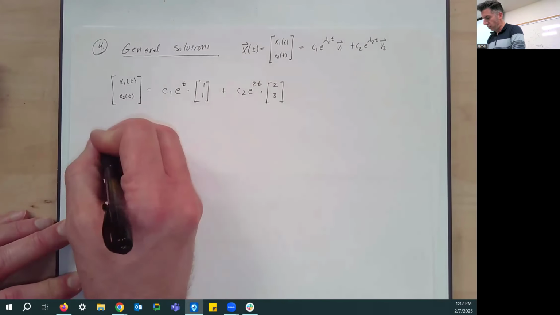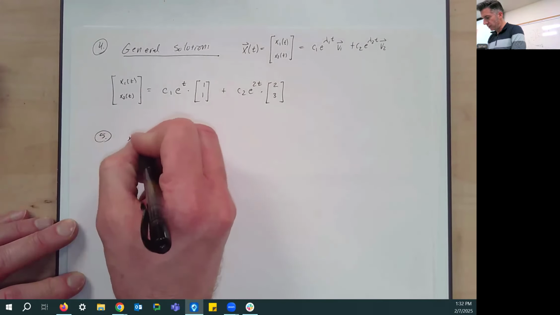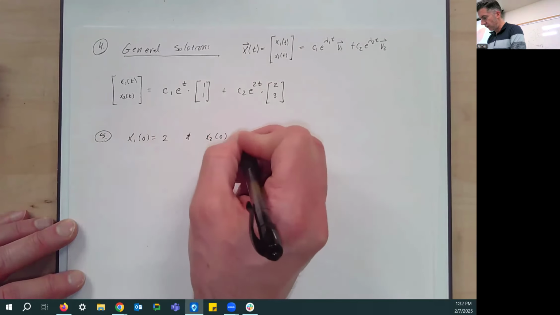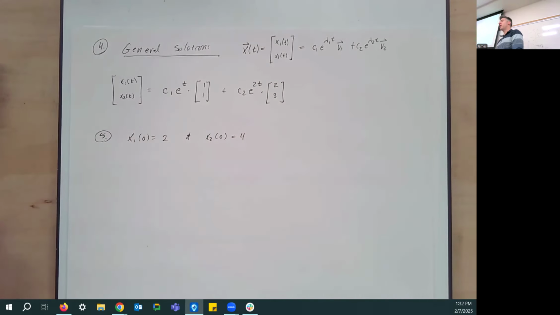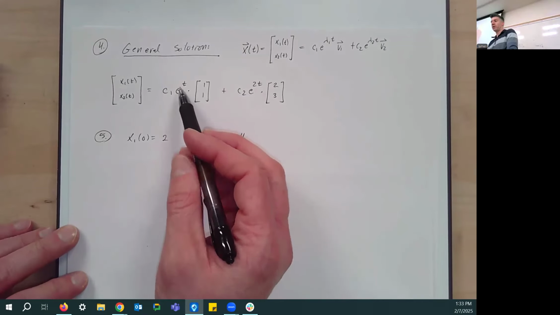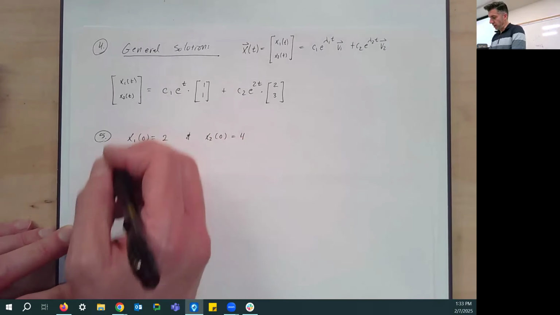So our initial conditions were that x1 of 0 was equal to 2 and x2 of 0 was equal to 4. Most of the time for problems like this, your initial conditions, they don't have to be, but it's very inconvenient if they're giving you a value other than 0 to plug in. Almost all the time it's going to be whatever the first one at 0 is, whatever the second one at 0 is. Because if it's not 0, then this e to the t part doesn't go away, which is just kind of gnarly.